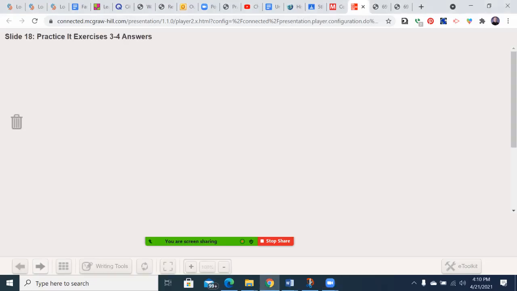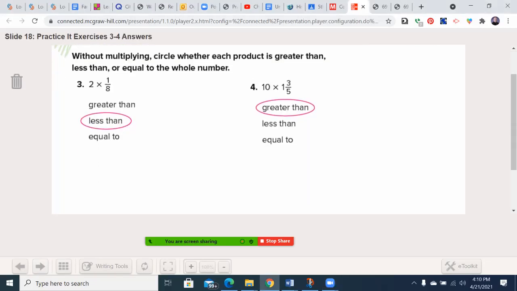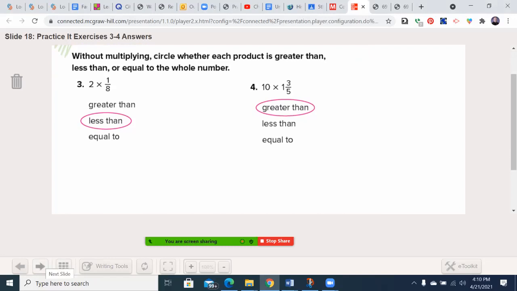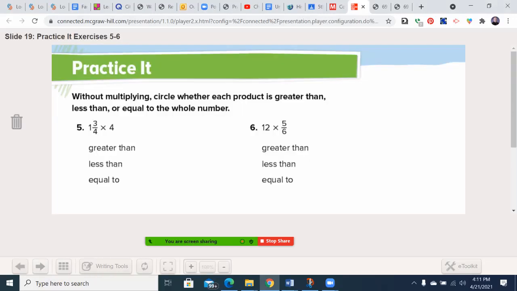Let's see how you did. Less than, and that's because 1/8 is less than 1. And over here it's greater than because 1 3/5 is greater than 1. I'm going to do some more. Same thing here. 1 3/4 times 4, is it greater than, less than, or equal to 4? 12 times 5/6, is that greater than, less than, or equal to 12?